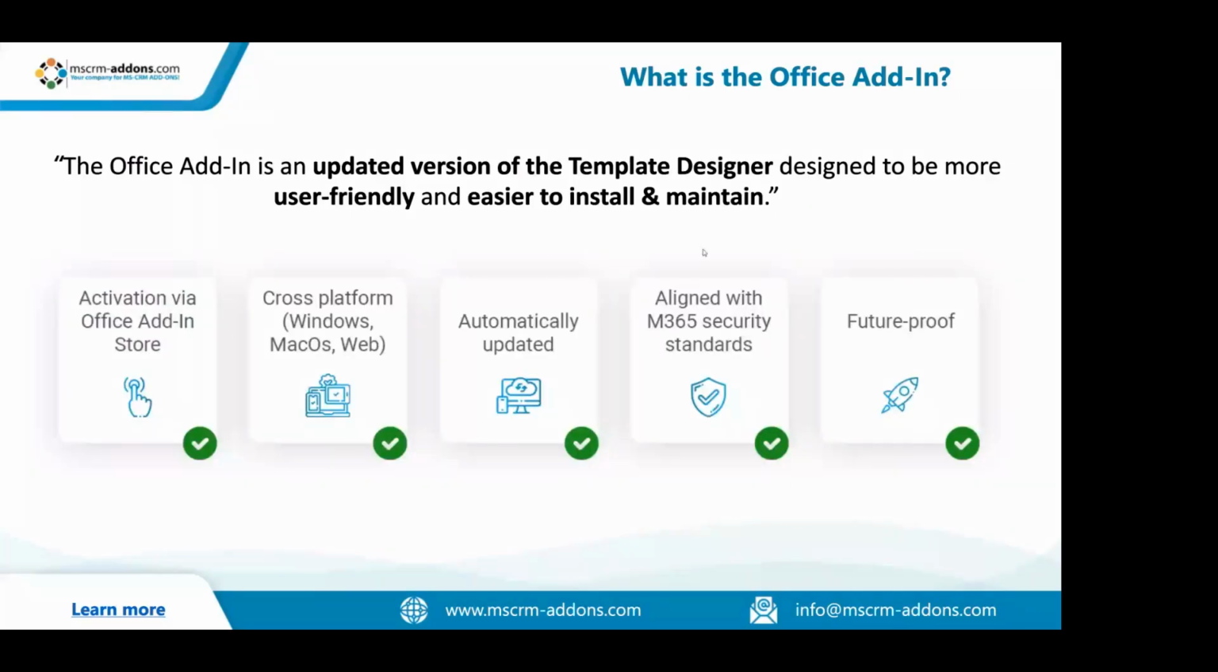There are a couple of different things you're going to see here. Number one, activation of the Office add-in is done via the Office add-in store. It's cross-platform, meaning you can use it via Windows, Mac OS, and the web. Basically, anywhere you can use Word, you can use the new add-in. It is also automatically updated, so you don't have to keep up with that.